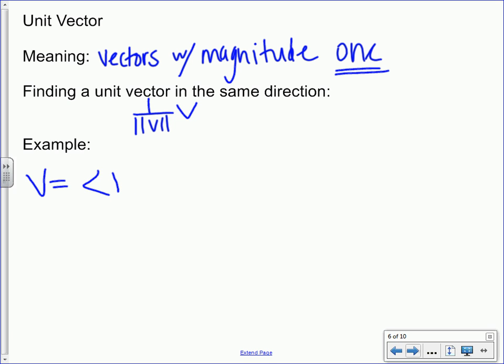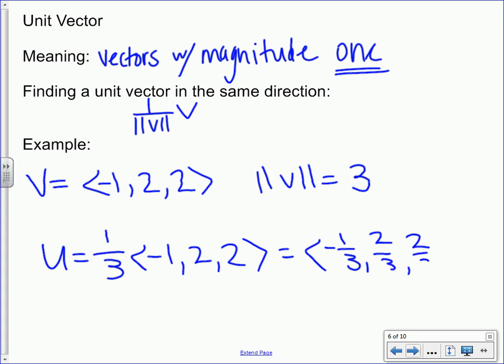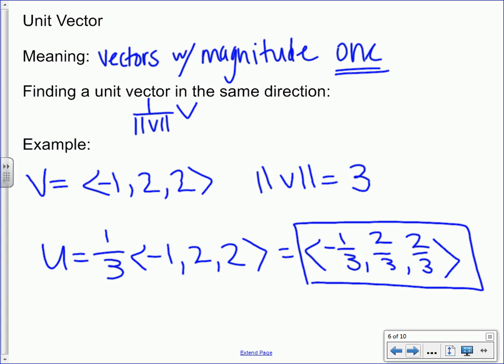Vector v was negative 1, 2, 2, correct? And what was the magnitude of v? 3. So for our unit vector, we would take 1 over 3 and multiply it to our vector to get negative 1/3, 2/3, 2/3. So this is a unit vector because the magnitude is 1, if you want to calculate it. And it's in the same direction as v because it's just a scalar multiple.